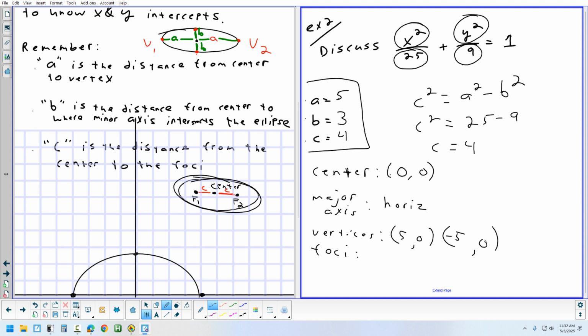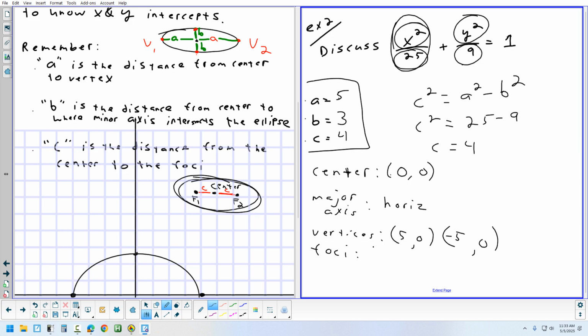Okay, so we got our vertices. And foci. What letter is going to help us find the foci? C. And what's C in this case? 4. So the foci are 4 units away from the center. And because of this, we know they are left and right, not up and down from the center. So what would be the coordinates of my 2 foci? Negative 4, 0, 4, 0.